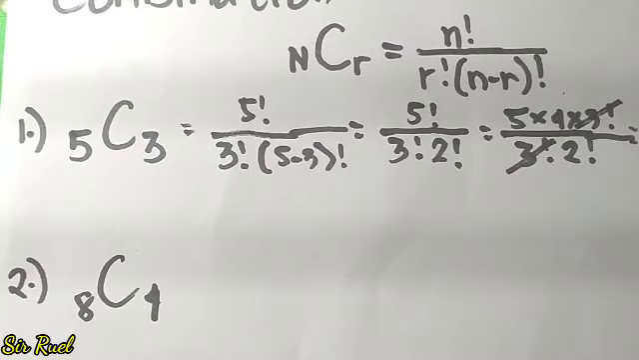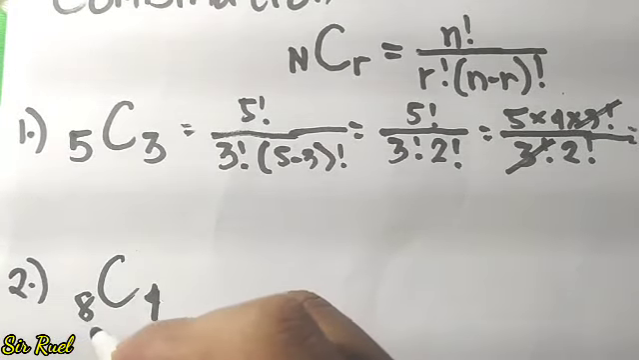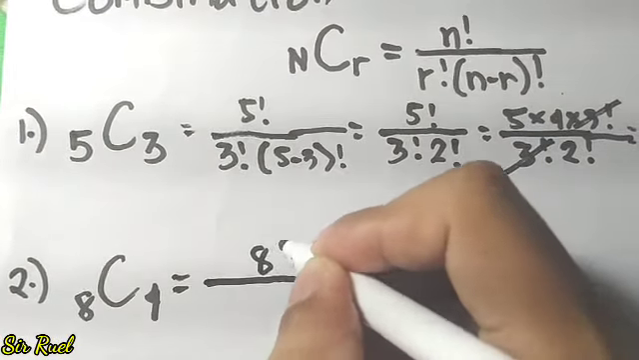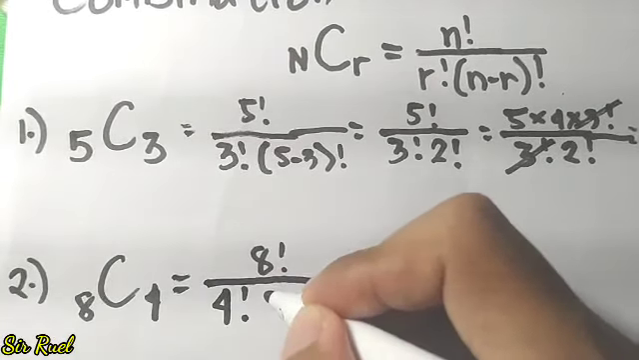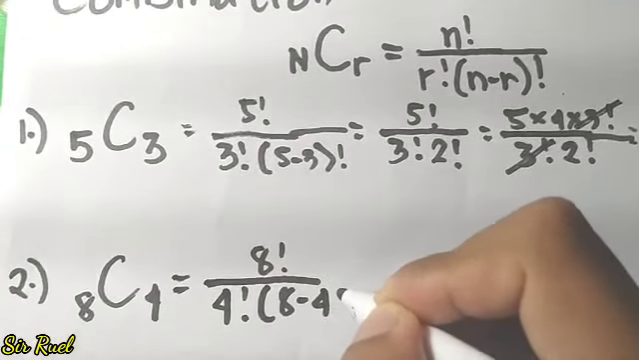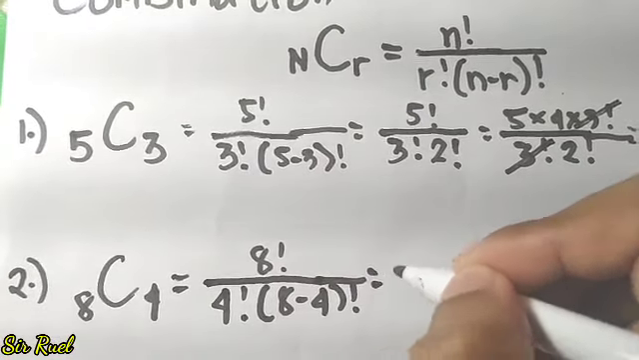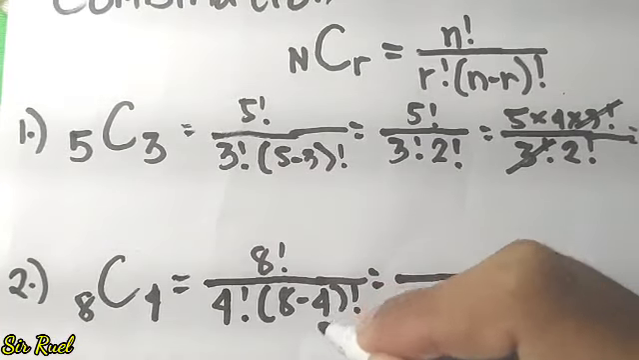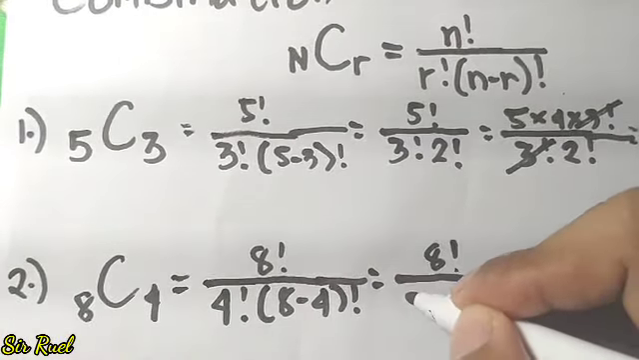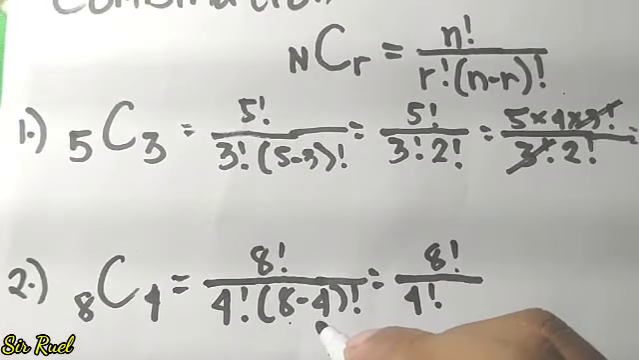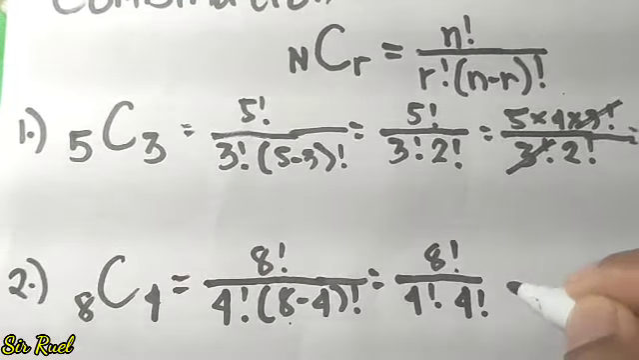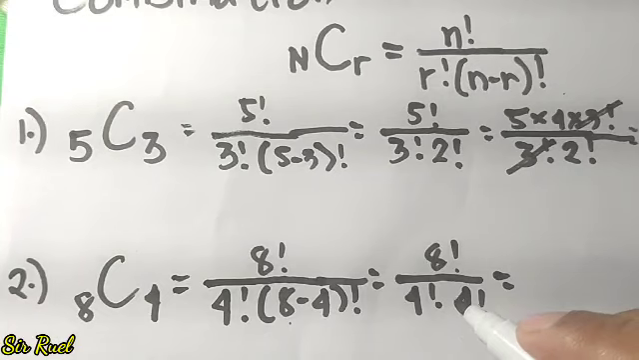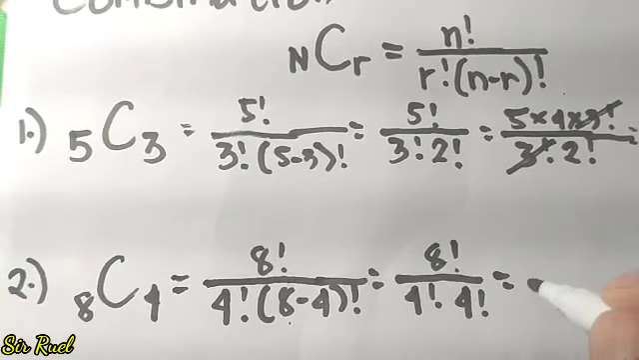Example 2, 8C4. We're going to write 8 factorial over 4 factorial times the quantity 8 minus 4 factorial. Copy the 8 factorial. We will start again in the parentheses: 8 factorial over 4 factorial. 8 minus 4 is 4 factorial. After that, we need to expand this numerator so that we can cancel with the denominator.